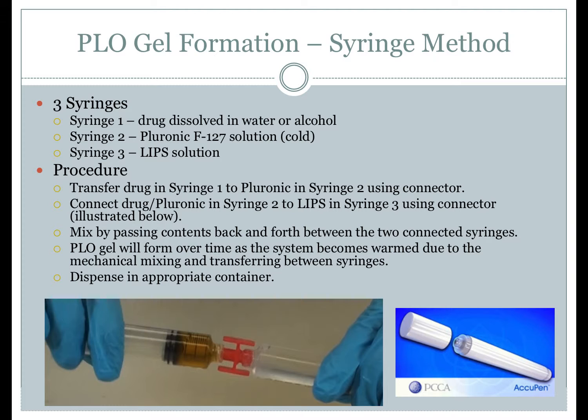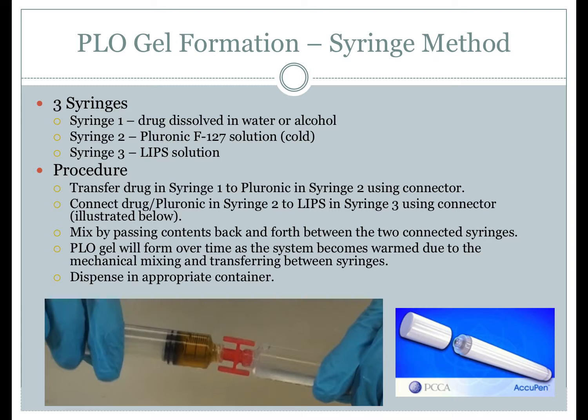The hydrogel containing syringe is then connected to a syringe containing LIPS. If the drug is lipid soluble, then it can be solubilized directly in the LIPS solution first. Keeping the two syringes connected, the mixture is passed back and forth between the two syringes. The solution becomes warmed as energy is passed to it from the mechanically being forced back and forth through the narrow opening of the syringe connector, and the PLO gel forms and thickens.